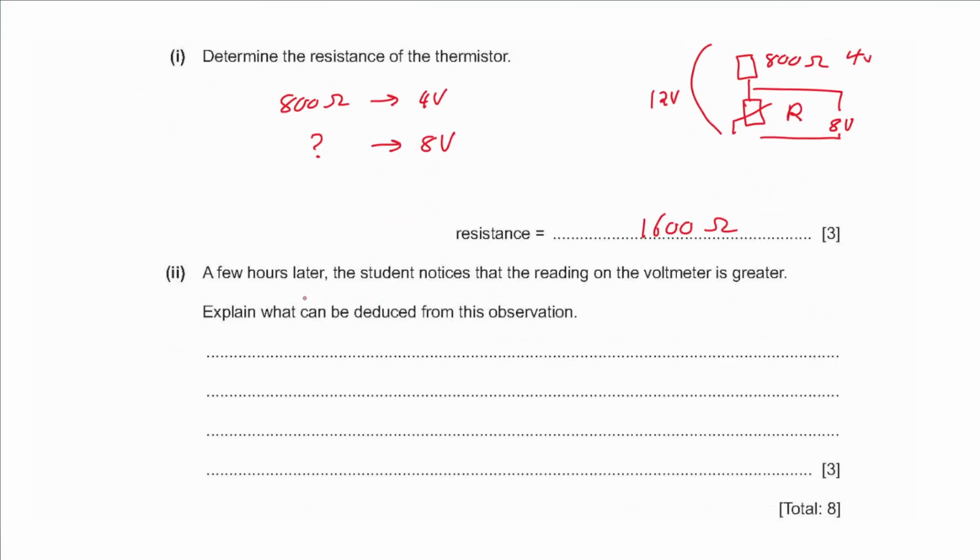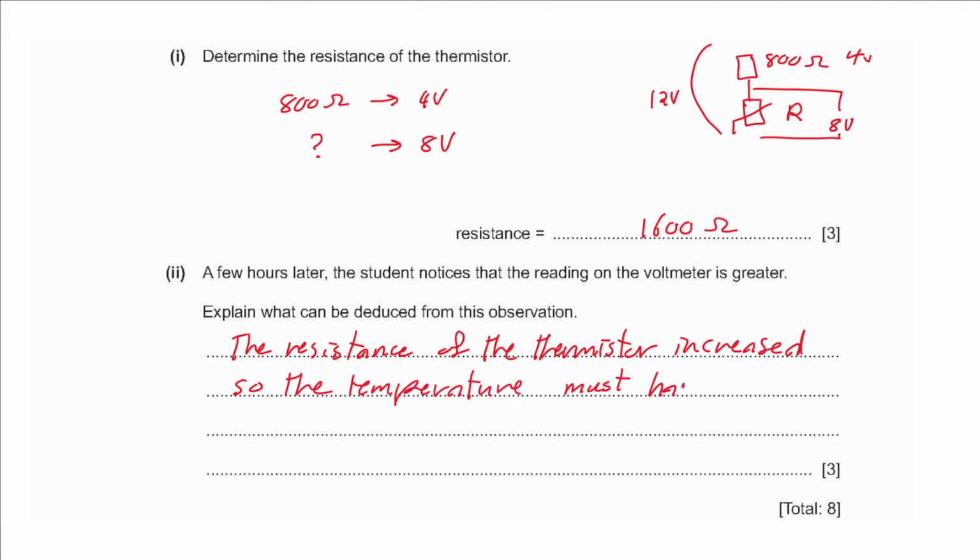Part I says a few hours later, the student notices that the reading on the voltmeter is greater, which means more voltage, so the resistance increased. Explain what can be deduced from this observation. So we say that the resistance of the thermistor increased, so the temperature must have decreased, because temperature has the opposite effect on the resistance of a thermistor.